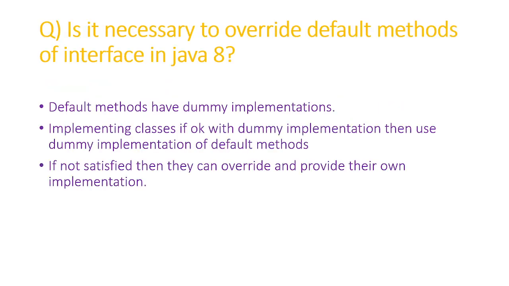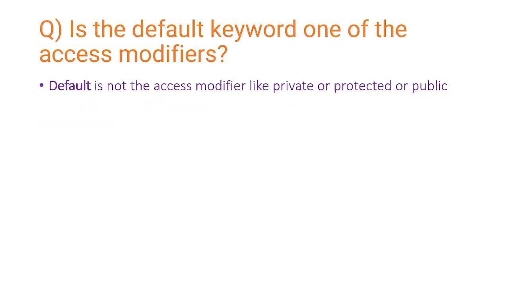Is it necessary to override default methods of an interface in Java 8? You see, a default method already has a dummy implementation provided by the interface. If you want to use that implementation in your implementing class, then you will use it. Otherwise, if you are not satisfied, you can override it and provide your own implementation. So it is not mandatory. If you want a new implementation body, you can override it and provide your own. That is the reason. Let's move to the next question.